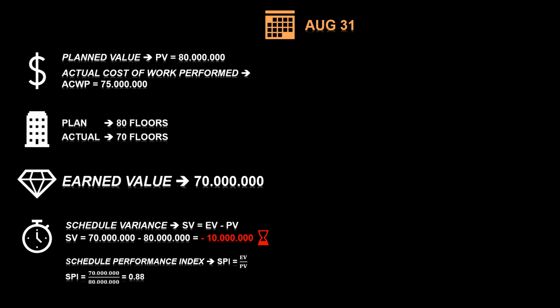Okay, now we know we have been too slow. So is everything else fine? No, it's not, because if we look again at the earned value, the 70 million, and compare it with the actual cost of work performed, the 75 million, we realize that we have actually spent 5 million more than we should have spent for the 70 floors completed. That means we are not only slow, but we are also burning money.